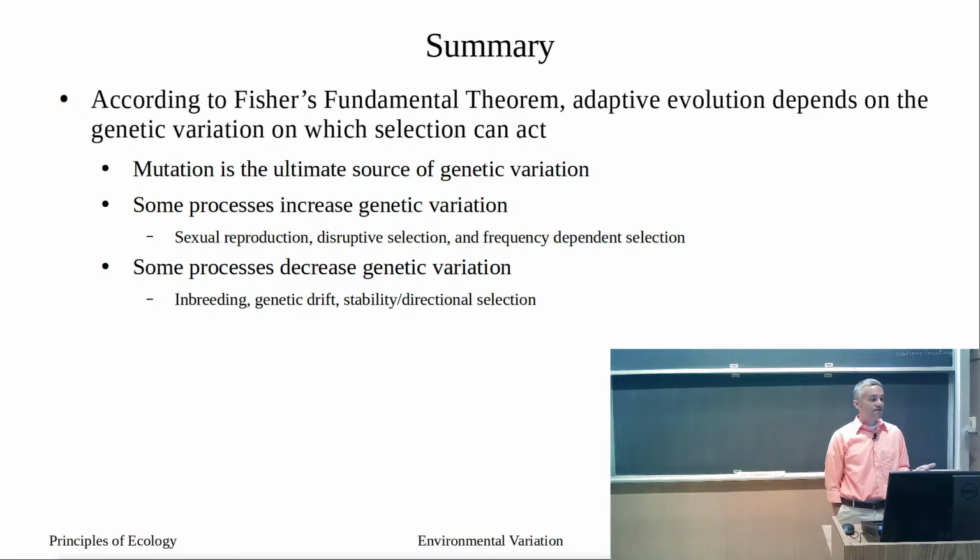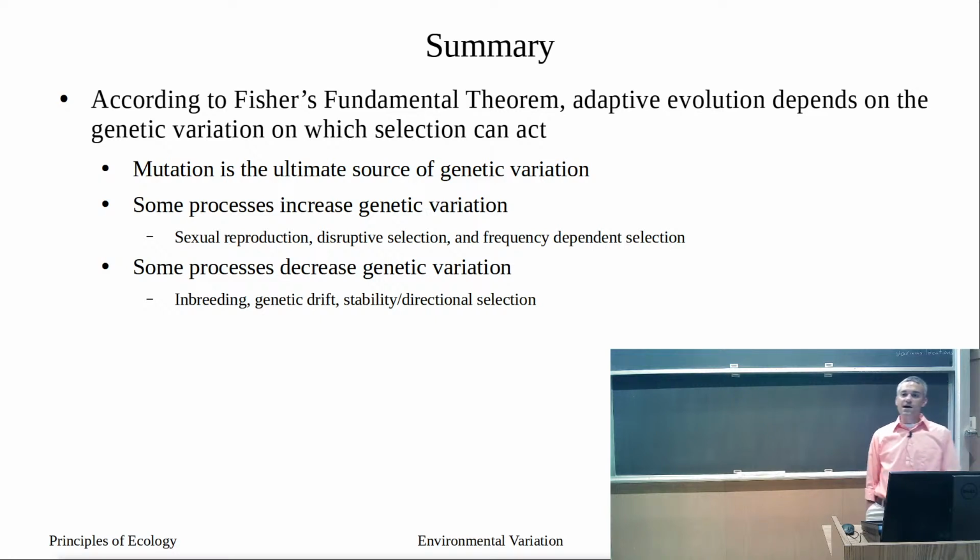So how do we get that variation? Well, mutation. That's going to be our ultimate source of variation. That's what creates it. And then selection, drift, and gene flow can increase or decrease its frequency. We also have several other processes that cause an increase in genetic variation, including sexual reproduction, disruptive selection, and the most recent one that we talked about, frequency-dependent selection. All of these increase our genetic variation so that hopefully, if the environment changes, our organism has some heritable variation that allows it to survive.